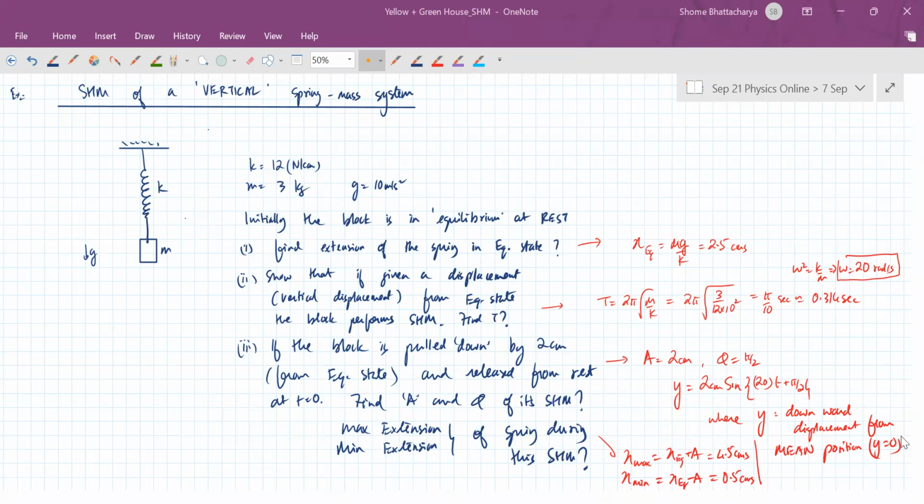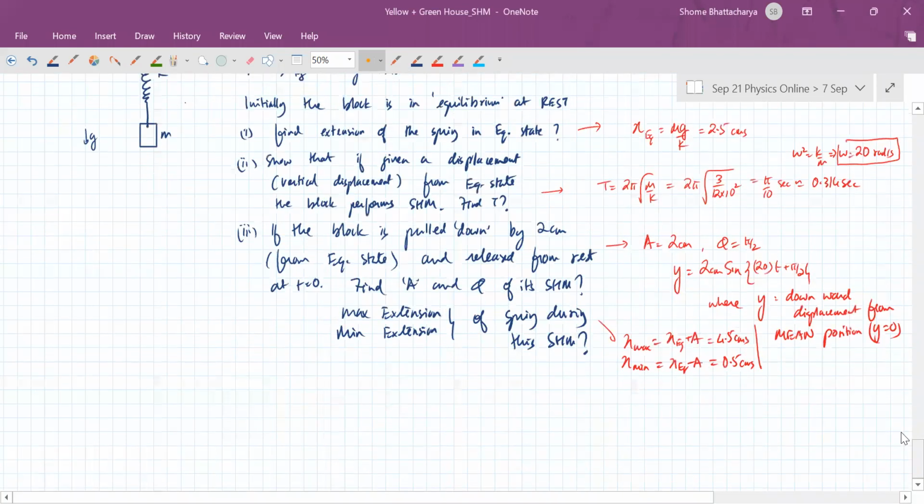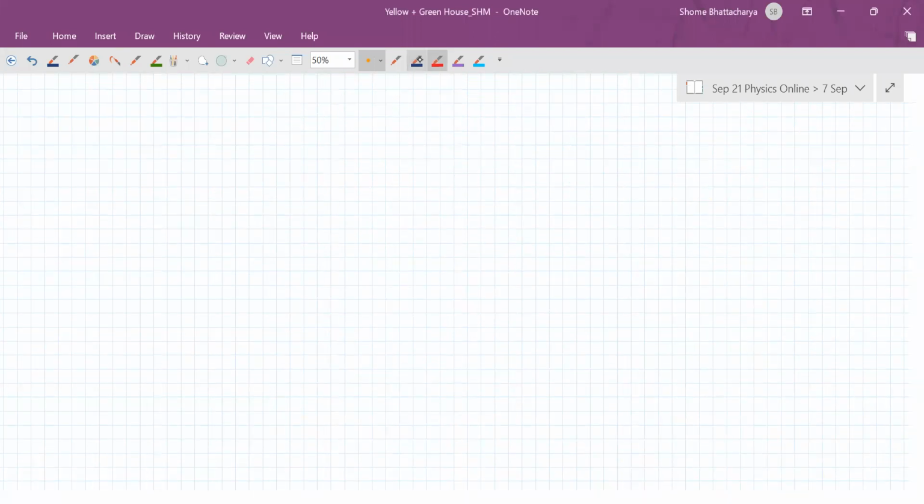Yes, Shitesh, to answer your question, if the block is released from a position where the spring is in natural length initially, then also it will perform SHM, but it will have a different amplitude. Its amplitude will actually become 2.5 centimeters, or mg by k in this case.